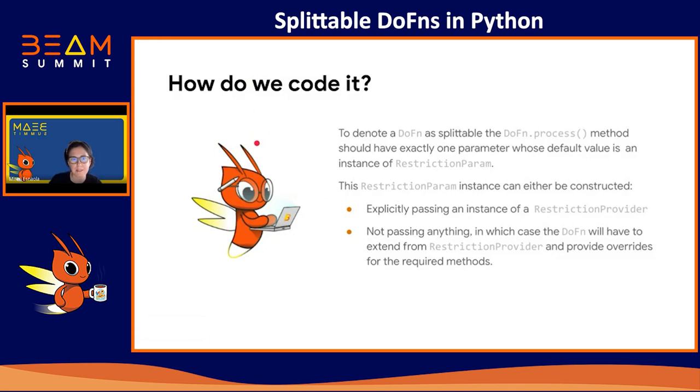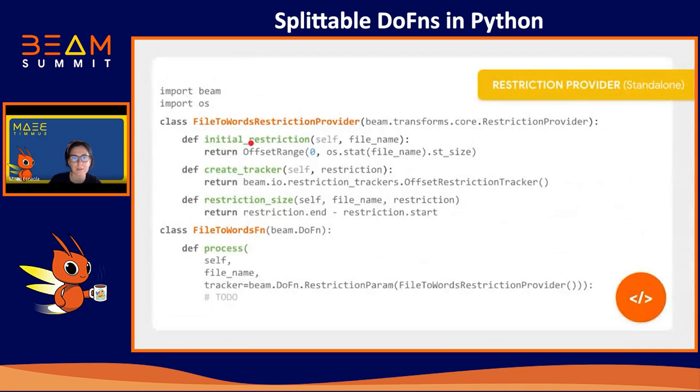And I think it's best if I go straight to the code, okay? So when it comes to the restriction tracker and provider, okay? How do I supply it? So first of all, I can create a class and implement the mandatory methods I was telling you about. So the initial restriction, create tracker and restriction size, okay?